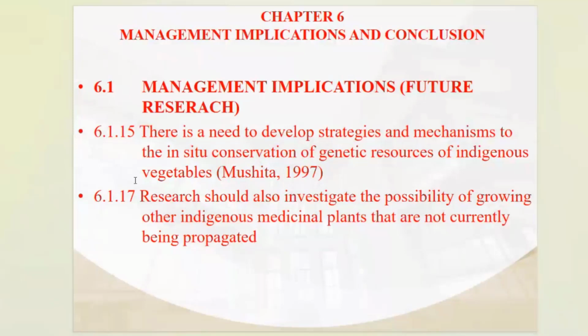The last one, I think research should also investigate the possibility of growing other indigenous medicinal plants that are not currently being propagated. You see, there are places, I think in Mpumalanga, where they've established orchards or nurseries for medicinal plants. This ensures that people don't go to the bush and damage or destroy the bush, but medicinal plants are close by. When they need them, they can harvest them. And those who want to buy them, because they stay away in urban areas where plants do not grow, can buy them from these commercial nurseries. So this is one of the recommendations that has been made.